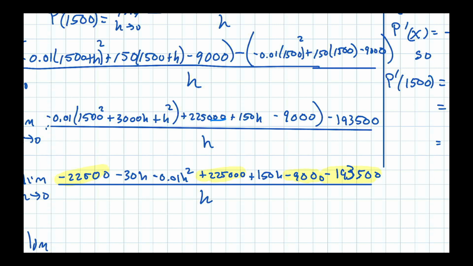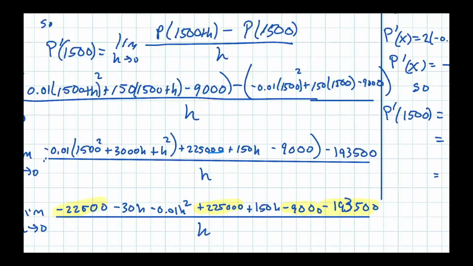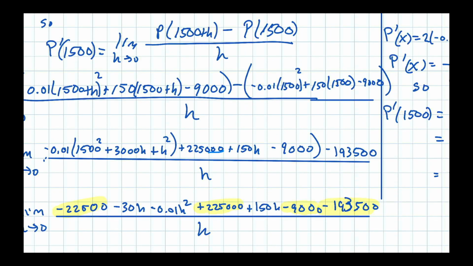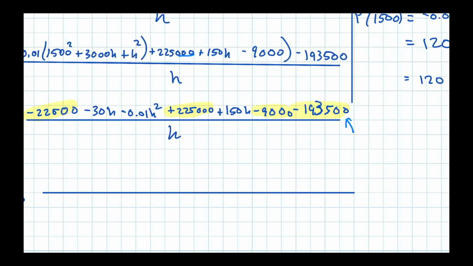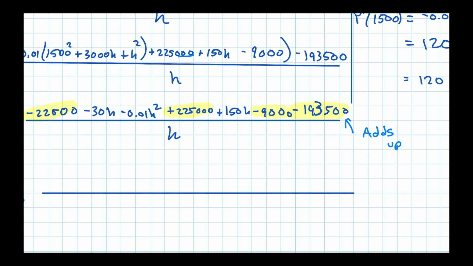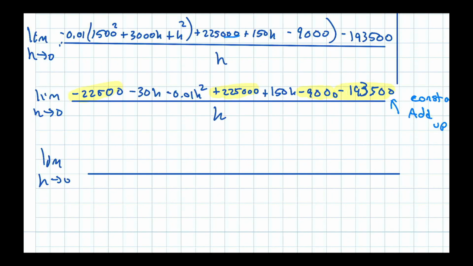Okay, try again. Negative 22500. I'm starting here. This number plus this number plus 225000 minus 9,000. Why was there a 900? Don't know. Minus 193500. Zero. Okay, that was the point. I knew they had to be zero. That's how I knew I was wrong every time. So these numbers just all add up to zero. The constants add up to zero. All the ones that I highlighted just add up to zero.